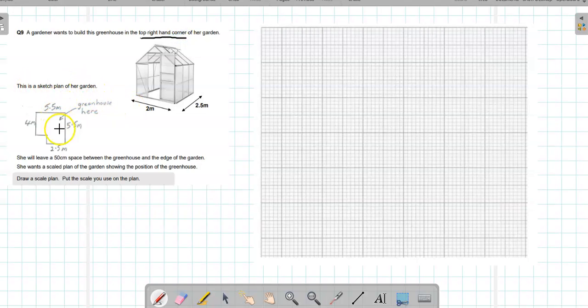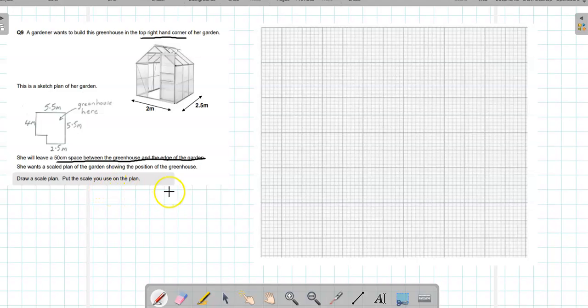This is a sketch plan of her garden, and we've got what size the greenhouse is. She wants to leave a 50 centimetre space between the greenhouse and the edge of the garden. Again, that's important information and something I need to remember. She wants a scale plan of the garden showing the position of the greenhouse. Draw a scale plan and put the scale you use on the plan. To answer this question, you will need graph paper.